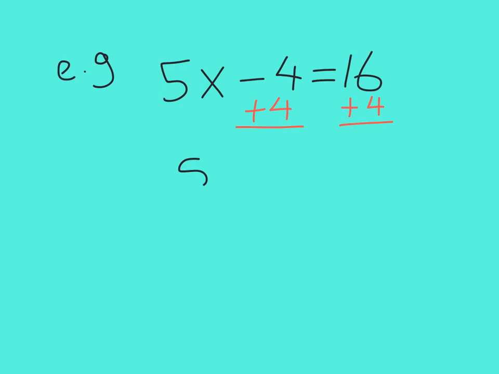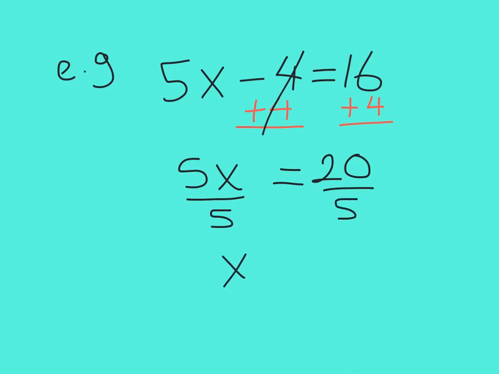So I have 5x minus 4 plus 4, cancel, and I get 16 plus 4, which gives me 20. And I can divide both sides by 5 to get x by itself. 5 and 5, they reduce to 1, and we don't put that in. And then 5 into 20 goes 4 times. And that's my final answer.